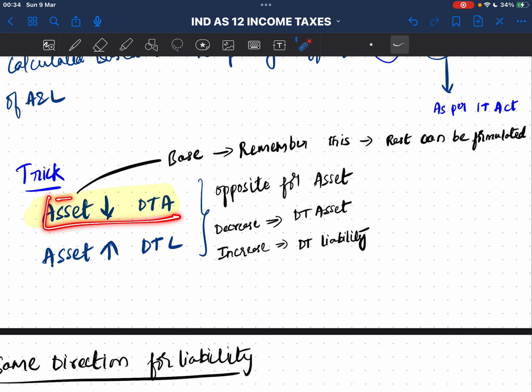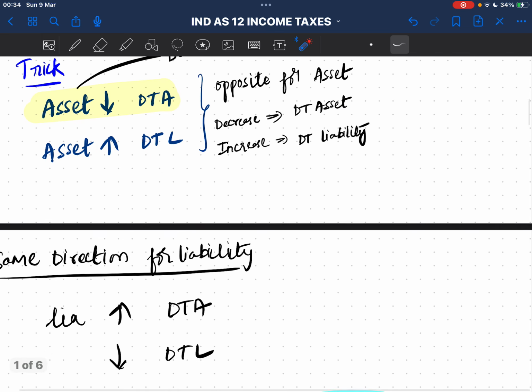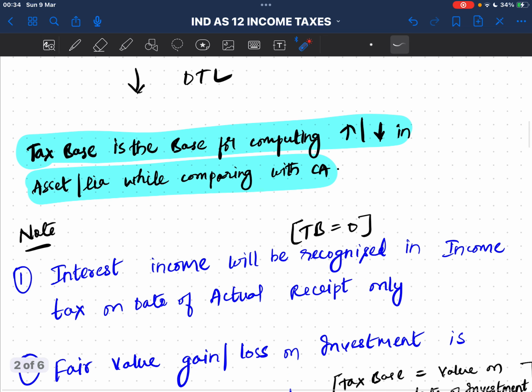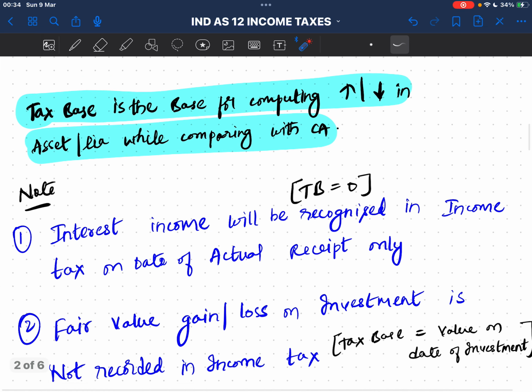Take asset as base. When asset goes down, asset decreases, opposite DTA. Asset increases, opposite DTL. And same for liability. For liability it is in the same direction. Liability increases, DTA. Liability decreases, DTL. Tax base is the base for computing increase or decrease in assets or liability while comparing with carrying amount.